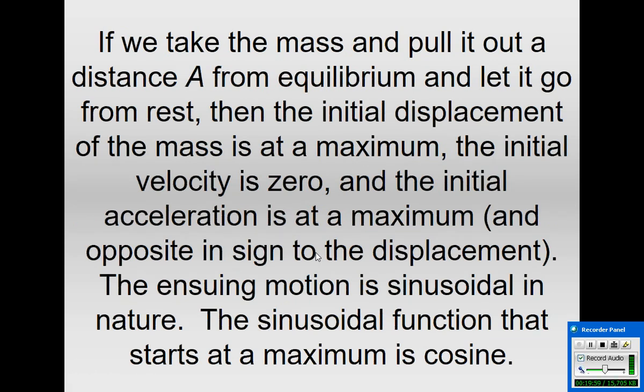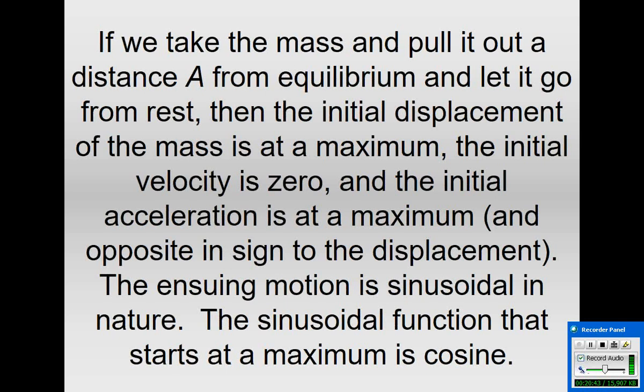Consider what happens if we release a mass in a mass spring system. We pull it out a distance A from equilibrium, we make sure it's at rest, and we release it. The mass starts off at an initial displacement that is at a maximum. It starts off with a velocity that is initially 0. And the acceleration is also at a maximum, but opposite in sign to the displacement, as we discussed earlier. Remember, in the mass spring system, the acceleration equals minus k over m times the displacement x.